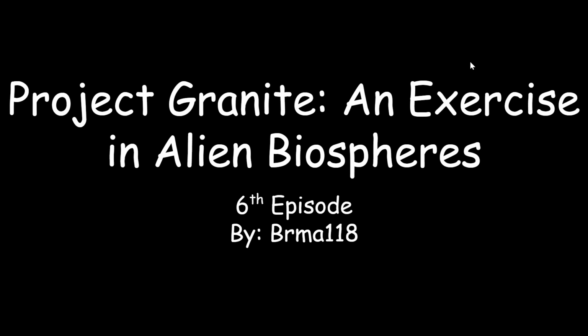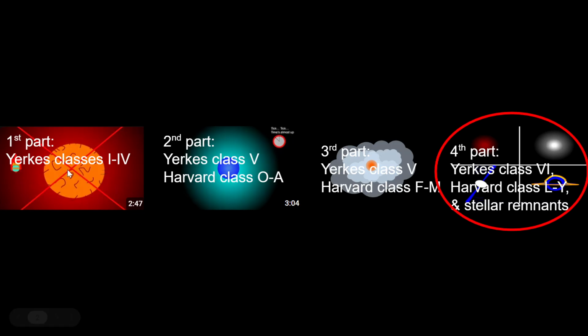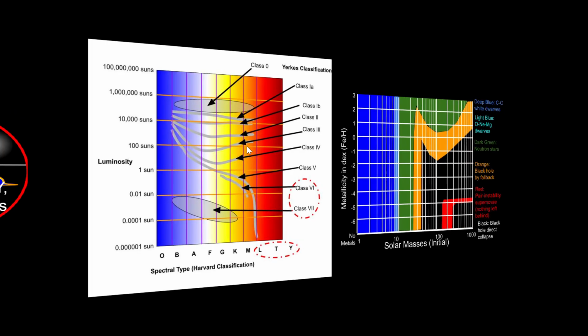Project Granite, an exercise in alien biospheres, the 6th episode by Burma 118. In the first part, we discussed Yerkes classes 1 to 4. In the second part, we discussed within Yerkes class 5, Harvard class O to A. In the third part, in Yerkes class 5, we then discussed Harvard classes F to M. And in the fourth part, we'll discuss Yerkes class 6, within Yerkes class 5, the Harvard class L to Y, and stellar remnants.